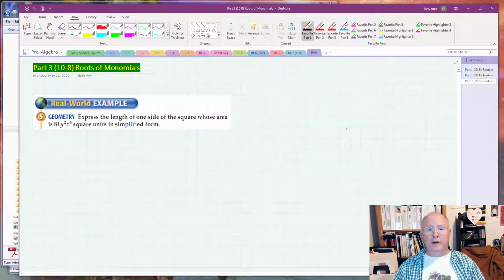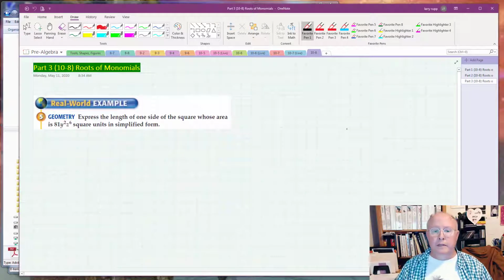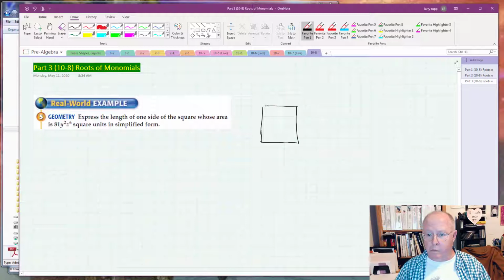Okay, so example 5. Express the length of one side of the square whose area is this guy right here, 81 y squared z to the 6th square units, and express it in simplified form. All right, so for those visual learners, if you have a square, the question is asking then, what is the length of one side?